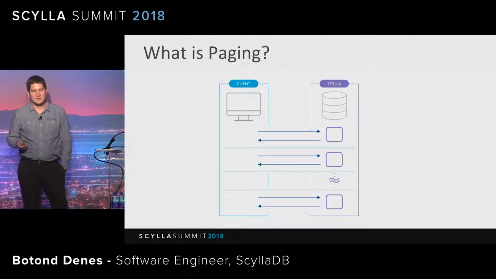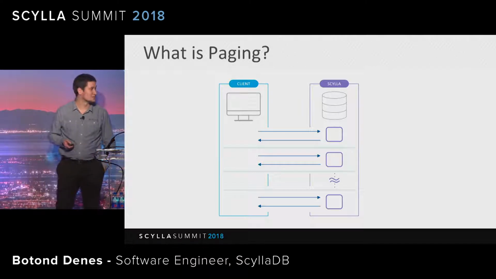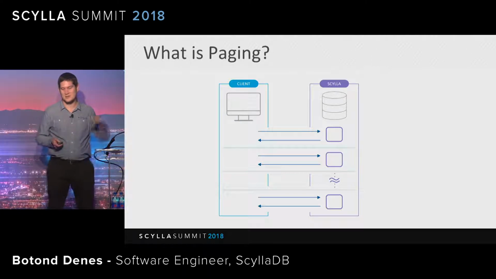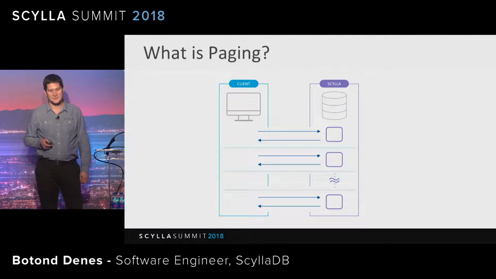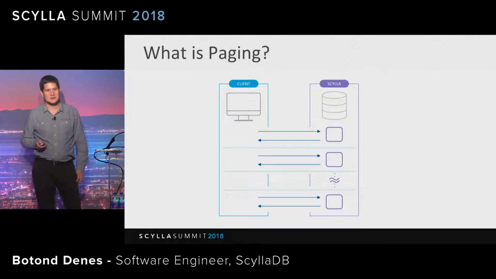These pages are limited by the number of rows that they can contain. This is 10,000 by default, but this can be changed by the client. Pages are also limited by size. This is 1 megabyte. This is a fixed limit. It can't be changed because setting it to too high values could cause denial of service or other problems. So after sending each page to the client, Scylla stops and waits for the client to explicitly request the next page.